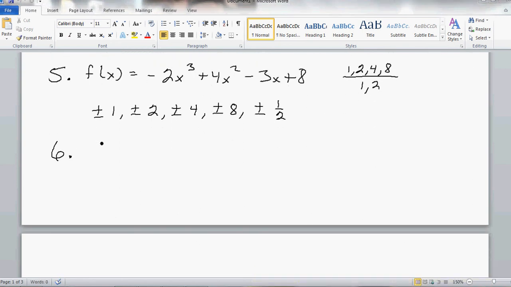Number 6, same thing. I'm going to list the factors of the last number, which is a 6. So it's going to be 1, 2, 3, and 6. And the factor of the first one, which is a 1. And that makes it very nice. Then just combine everything up here with everything down here. Plus or minus 1 over 1, plus or minus 2 over 1, plus or minus 3 over 1, and plus or minus 6 over 1. And that would be the answer for number 6.